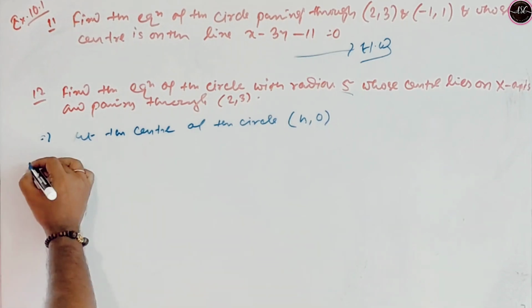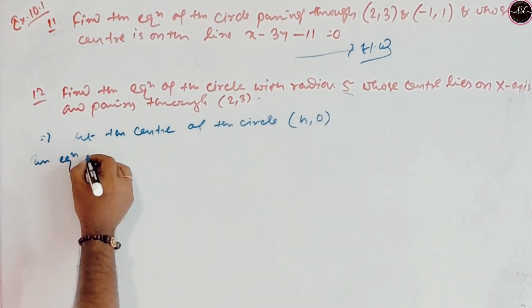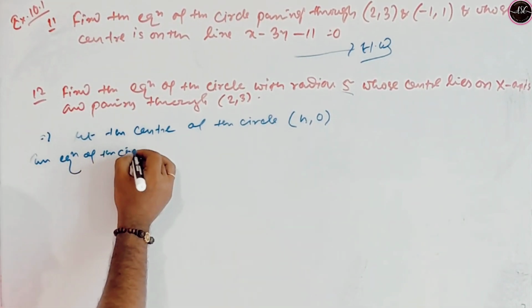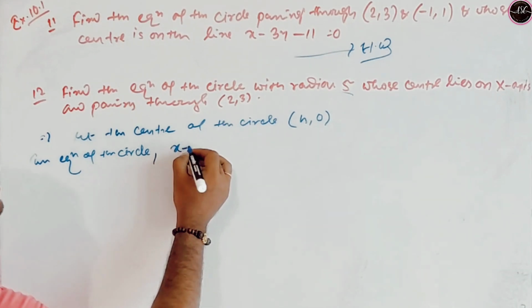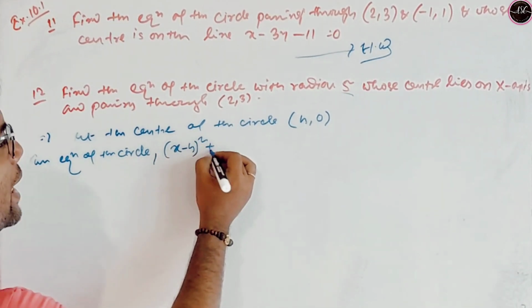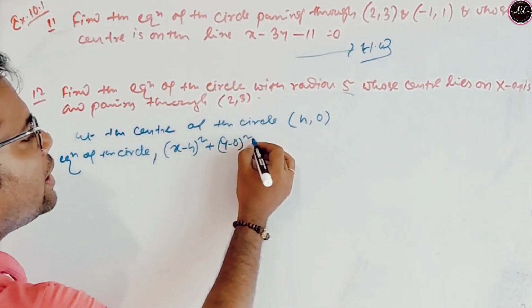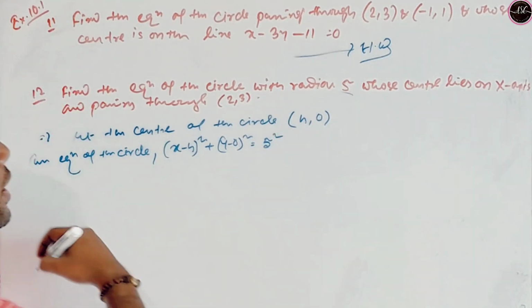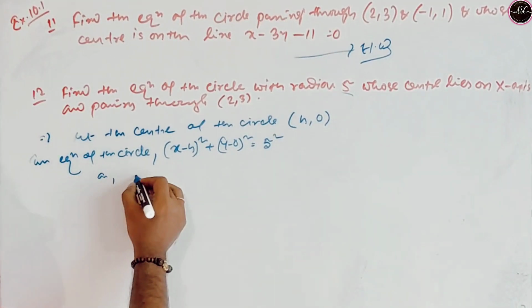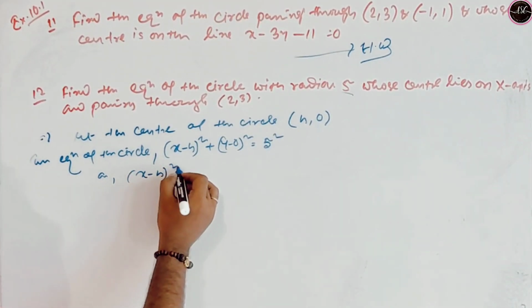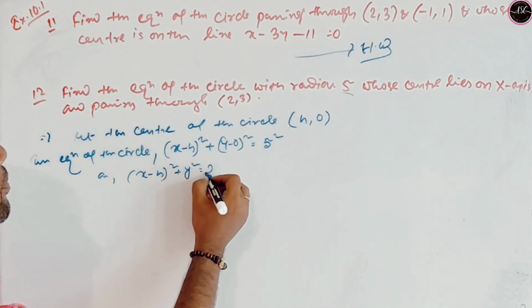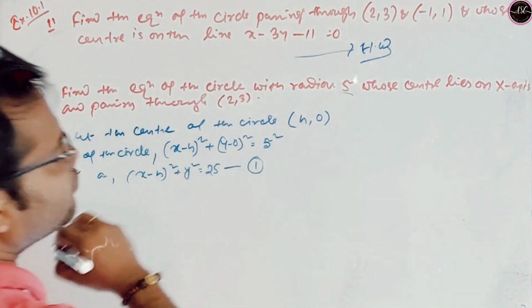So the equation of the circle is x minus h whole square plus y minus 0 whole square equal to 5 square. Okay, or this can be written as x minus h whole square plus y square equal to 25. This is the equation. Okay.